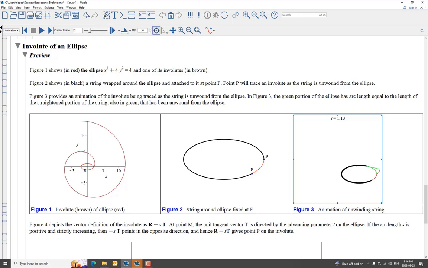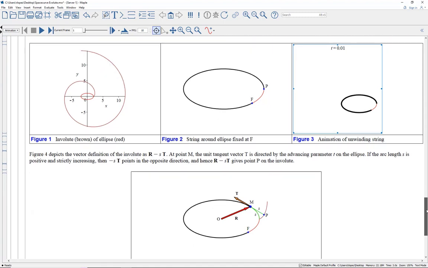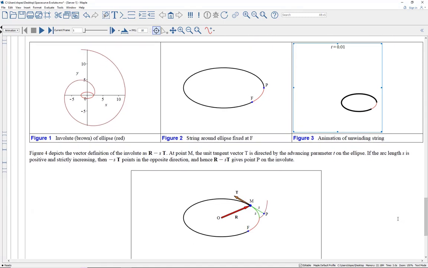So let's look a little bit further at this animation, and you'll see the spiral being generated. One more time to help understand this notion of tangency and orthogonality. So down here in figure 4, we take a look at y, the involute, r minus st, where s is arc length, t is a tangent vector.